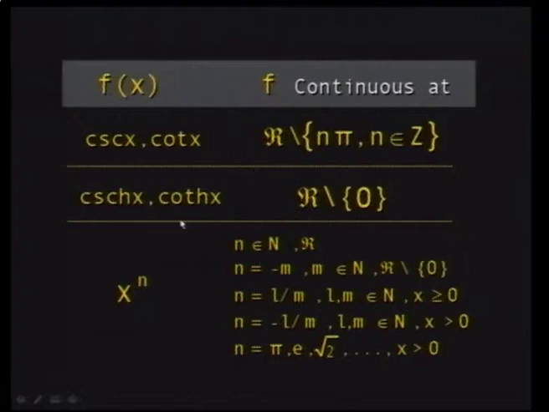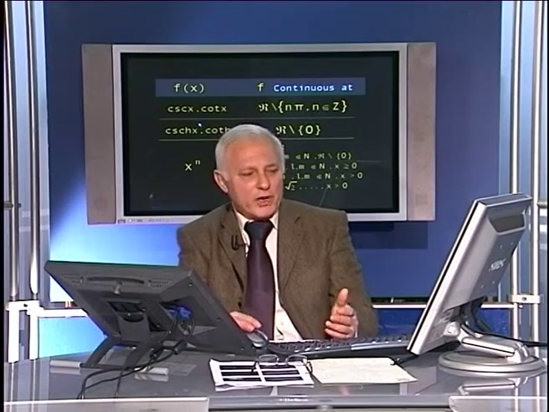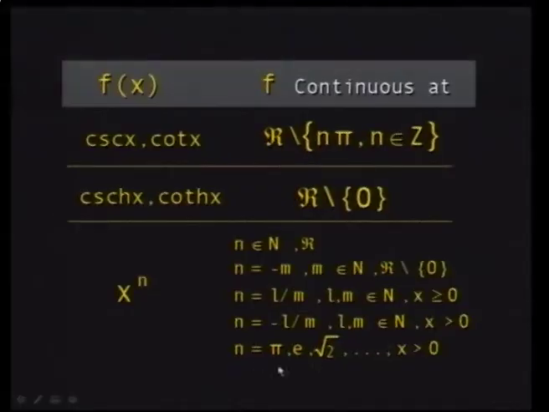The strange thing is that x to the power n takes a long list. Why? Because we've seen before, when we investigated the power function, it's not, as a matter of fact, a simple function. It has all sorts of varieties. When n is an integer, when n is irrational, which is not an algebraic function. So you see here when n, for example, is pi, e, or square root of 2, the domain of the function is the values of x which are positive only. Here, for example, when n is equal to minus m, you have R except 0, etc. So you have here the whole list for the power function.